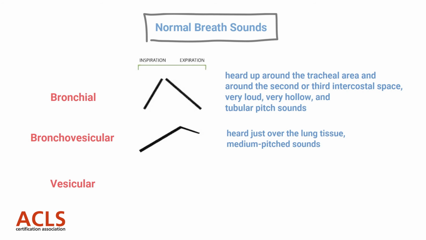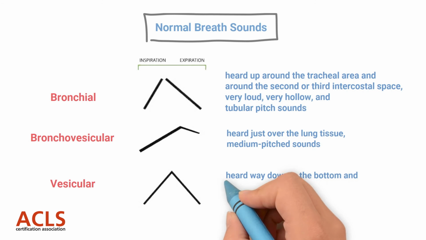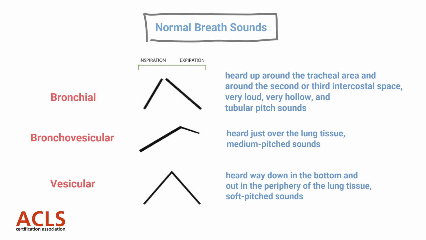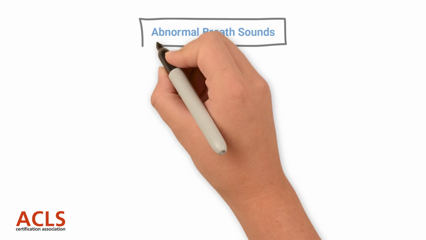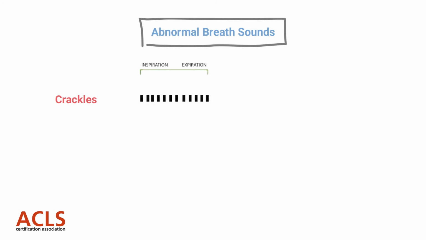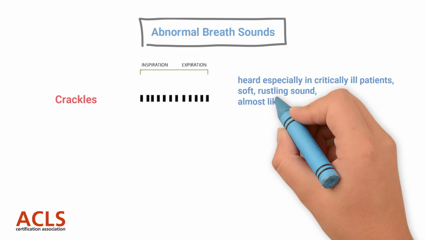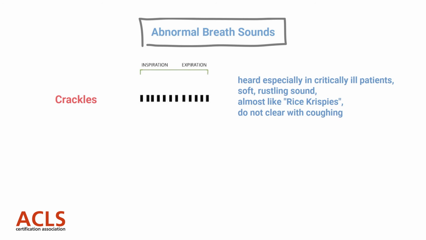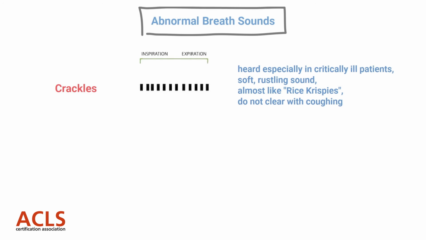And then your vesicular breath sounds are going to be heard out in the lung periphery. Down here, way down in the bottom, out in the periphery of the lung tissue. And those are very, very soft pitched sounds. Now, abnormally, we can hear crackles, especially in our critically ill patients. Crackles are soft, rustling sounds, almost like Rice Krispies. They do not clear with coughing, y'all.